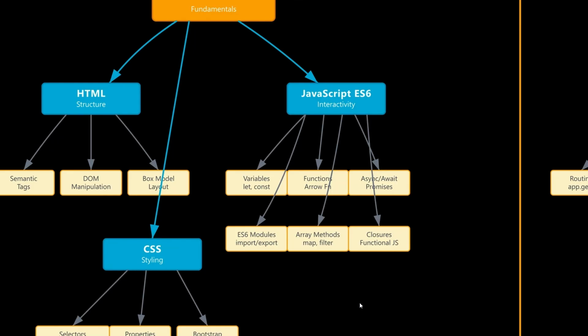So for closures, these are advanced functional JavaScript concepts, and a closure is when a function remembers variables from its outer scope. This is fundamental to how JavaScript works and enables powerful patterns like private variables and callbacks.